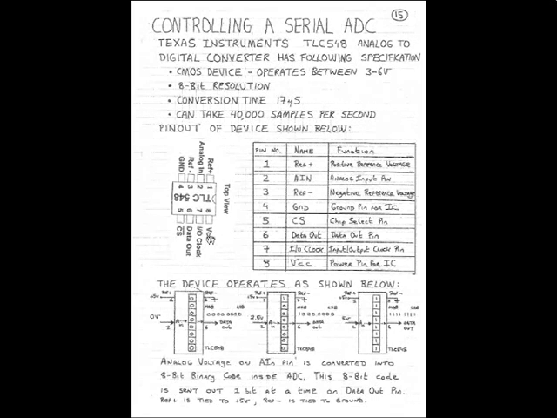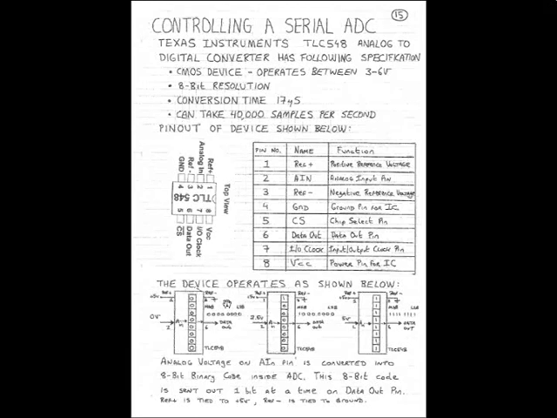So pin 8 is power, pin 4 is ground, pin 3 is also ground. Pin 1 is a reference voltage, maybe 5 volts or 2.5 volts. Pin 2 is the analog input pin, that's where the analog input voltage is coming in. And then I've got these three pins, chip select, data out, and input output clock, which I have to wire to the PIC microcontroller to get this TLC548 to work.